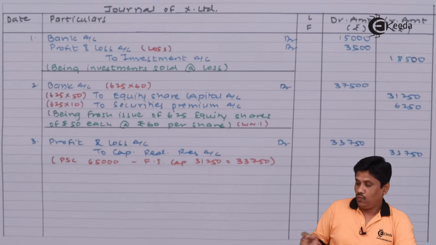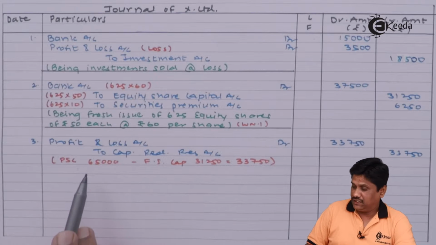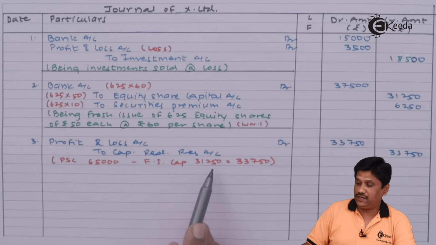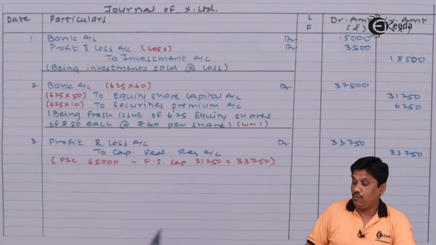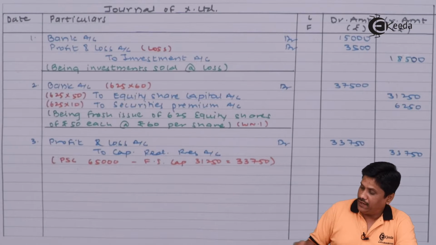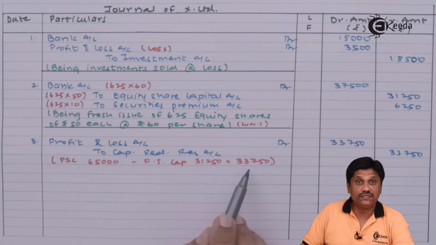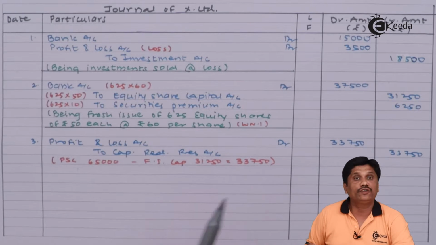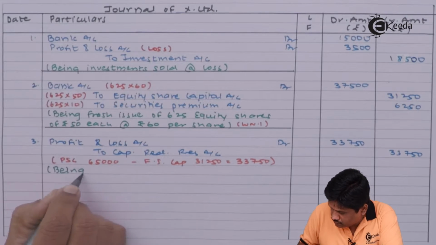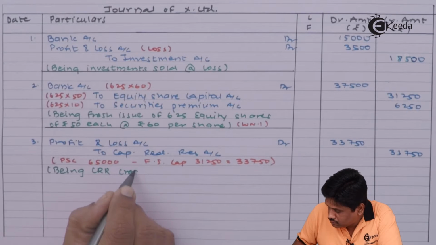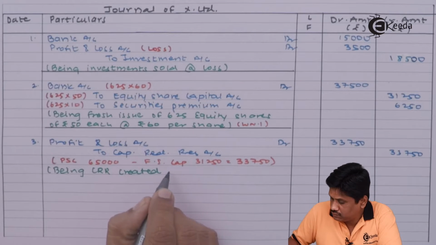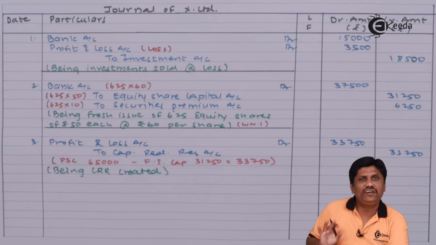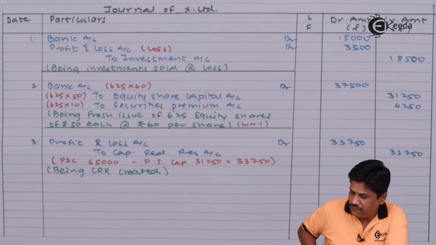So students, what is the face value of preference share capital? 65,000. How much fresh issue capital are we receiving? 31,250. So how much additional replacement is required? Additional replacement required is 33,750, and it will be taken from your reserve and transferred to CRR. Being CRR created, a very short and sweet narration we will keep.